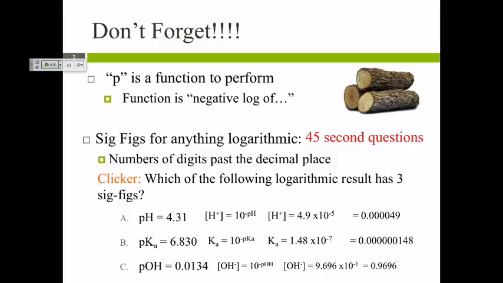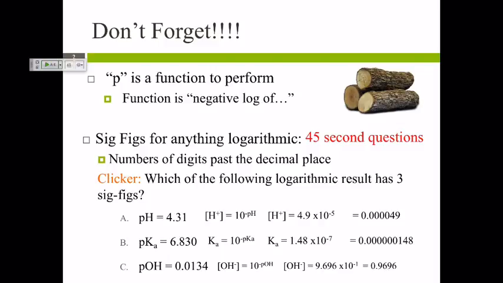When we see a pKa of 6 point something, you should be able to say, well, the Ka is between 10 to the negative 6 and 10 to the negative 7. Does that seem like a reasonable request? And then you can use a calculator to figure out the actual number over here, but you should be able to tell how many sig figs there are from what the pH is given.